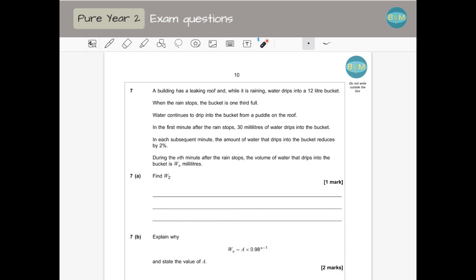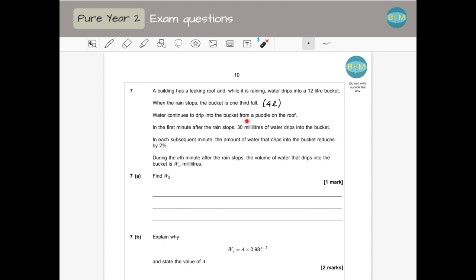Hello, this is question 7 on your November 2021 paper 3 from AQA. A building has a leaking roof, and while it's raining, water drips into a 12-liter bucket. When the rain stops, the bucket is 1/3 full. So it means it has 1/3 of 12 liters, which is 4 liters, just in case we need that after.